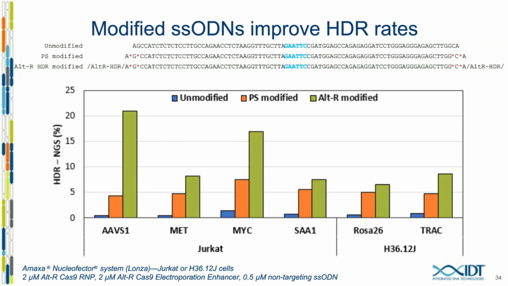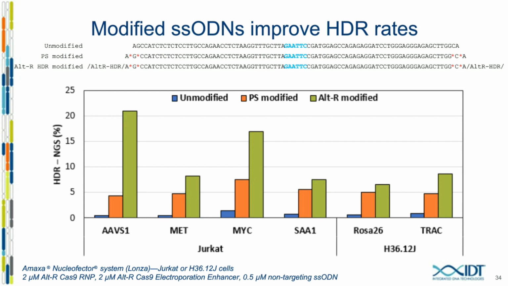And that is exactly what we've done in this experiment. So we've looked at a few different guide sites here: AAVS1, MET, MYC, SAA1, ROSA26, and TRAC. And we've done it in GERCAT and H3612J cell lines. We've delivered our donor as either an unmodified single-stranded oligo, an oligo which has phosphorothioate modified ends, and then we have our IDT modified donor. And you can see here highlighted in blue is the portion that we're trying to insert.